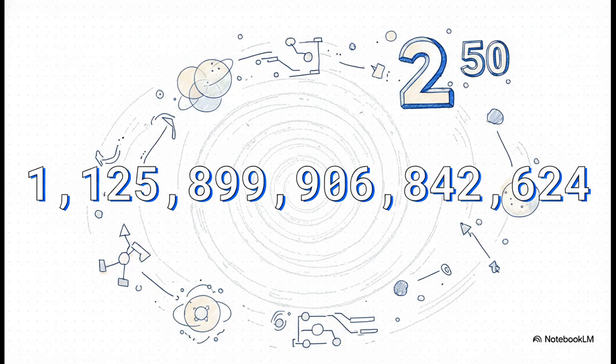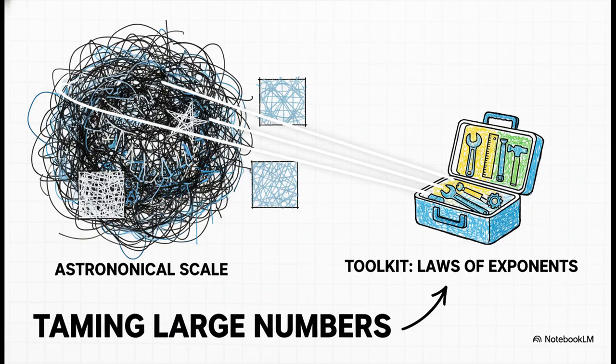That's over a quadrillion. And get this, that's the number of states just 50 qubits can handle all at once. It's 2 to the power of 50. I mean, how on earth could anyone even begin to work with a number that massive? Well, here's the secret. They don't. They don't try to wrestle with that giant number itself. No way. Instead, they use a seriously powerful mathematical toolkit.